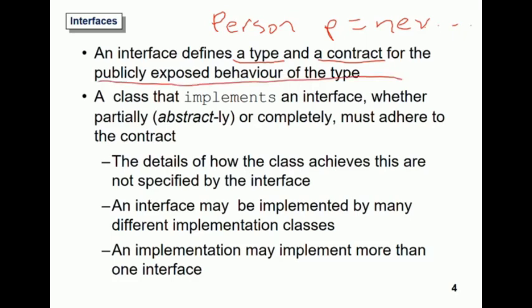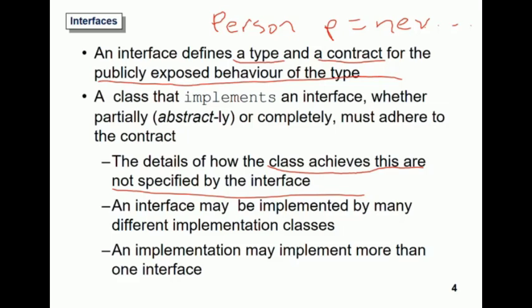A class that implements an interface, whether partially or completely, must adhere to the contract, which means that if I have a class that implements an interface, I have to adhere to its contract, which means that I need to provide all of the methods that are specified within the interface. I can't not implement one of the methods. I have to implement them all. The details of how the classes implement these methods are not specified by the interface, so the interface doesn't care how you implement any of the methods. It just wants you to implement them somehow, so it's up to you as a programmer how you do it. There are usually many ways to solve the same problem.